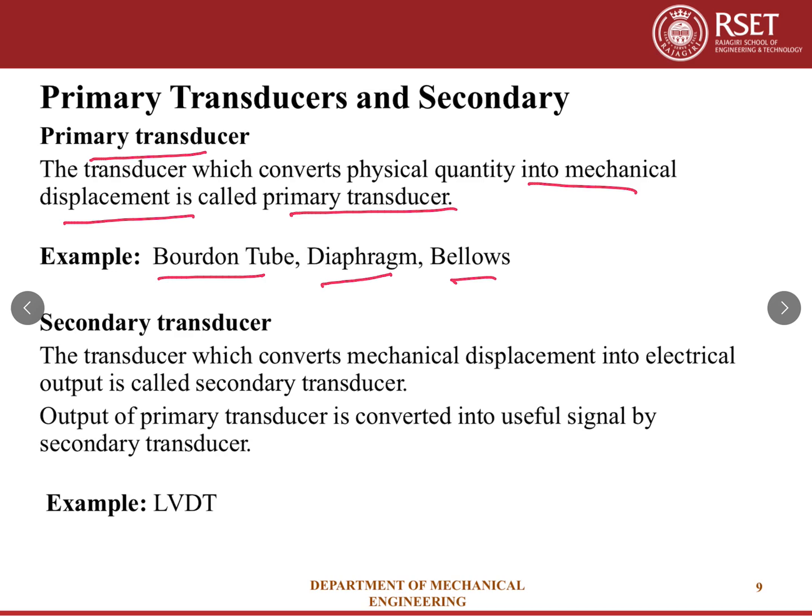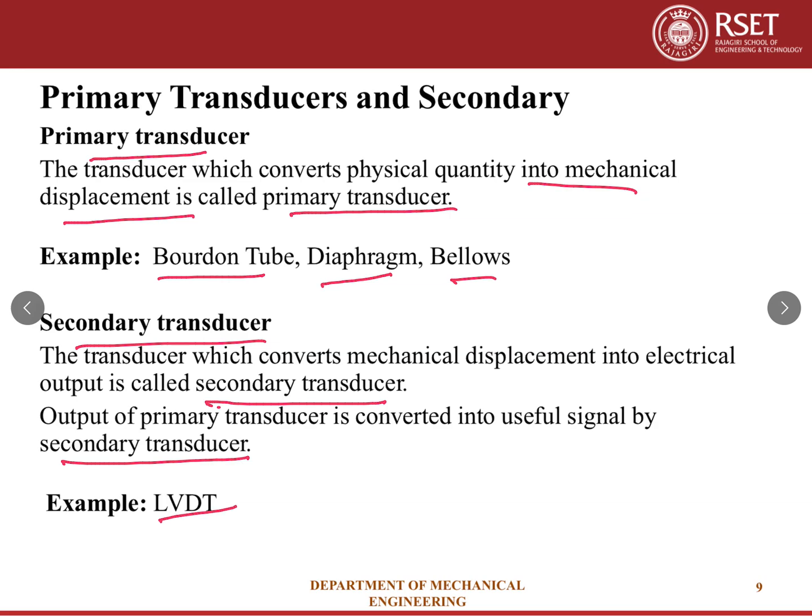Another one is the secondary transducer, which converts mechanical displacement into electrical output. So the output of the primary transducer is converted into a useful signal by the secondary transducer. That is, the output of a primary transducer is a displacement, and it should be converted to an electrical signal. That is done by the secondary transducer.